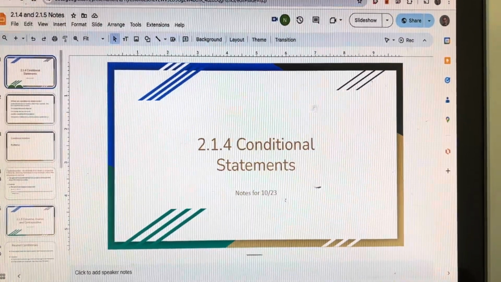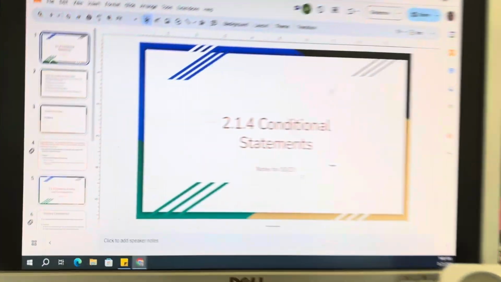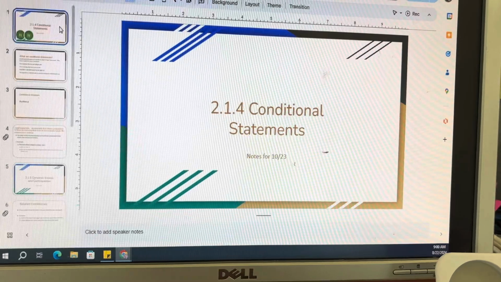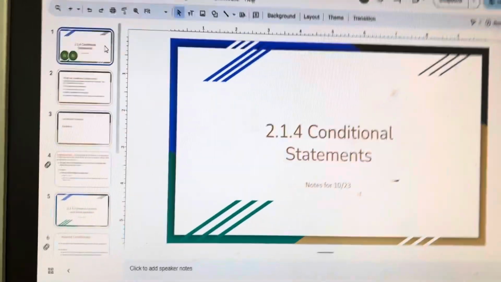All right, this is Mr. Werik. I'm going to be talking to you today about these notes, just so you can still hear me say it, even if I'm not in the class. So let me get my mouse over here in the appropriate spot. We're here on 214, that's conditional statements, okay?